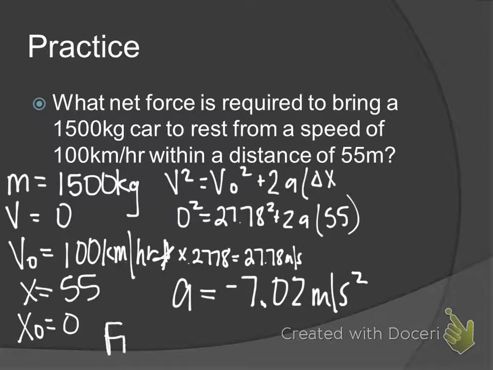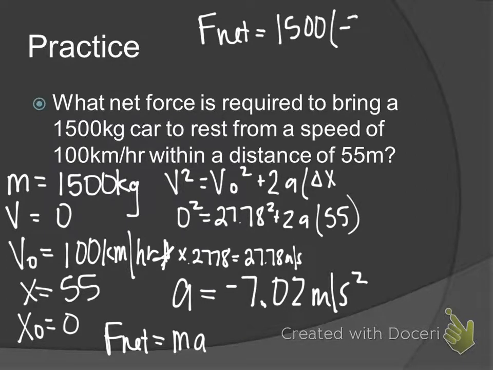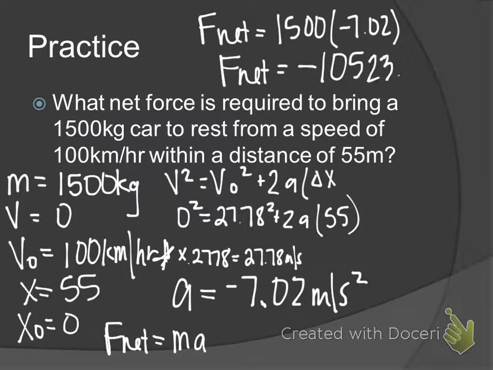Okay, so we could take F net equals mass times acceleration, right? M times A. And I'm going to have to move up to the top here because I'm running out of room. So F net is equal to 1,500 times negative 7.02. Negative 10,523.6 newtons. So why is our net force negative here?